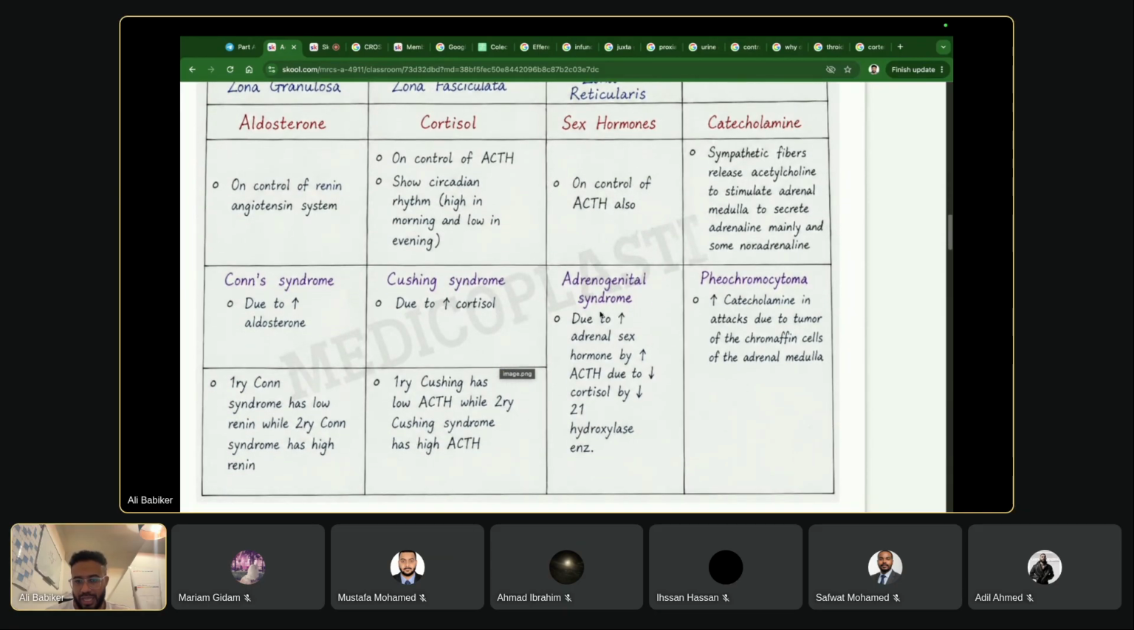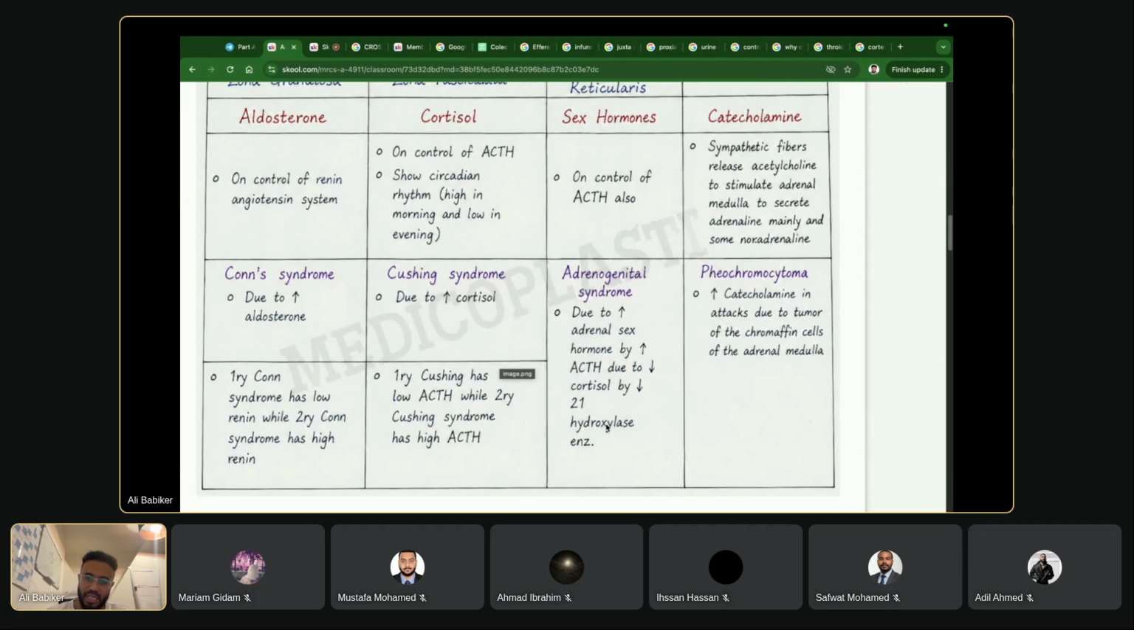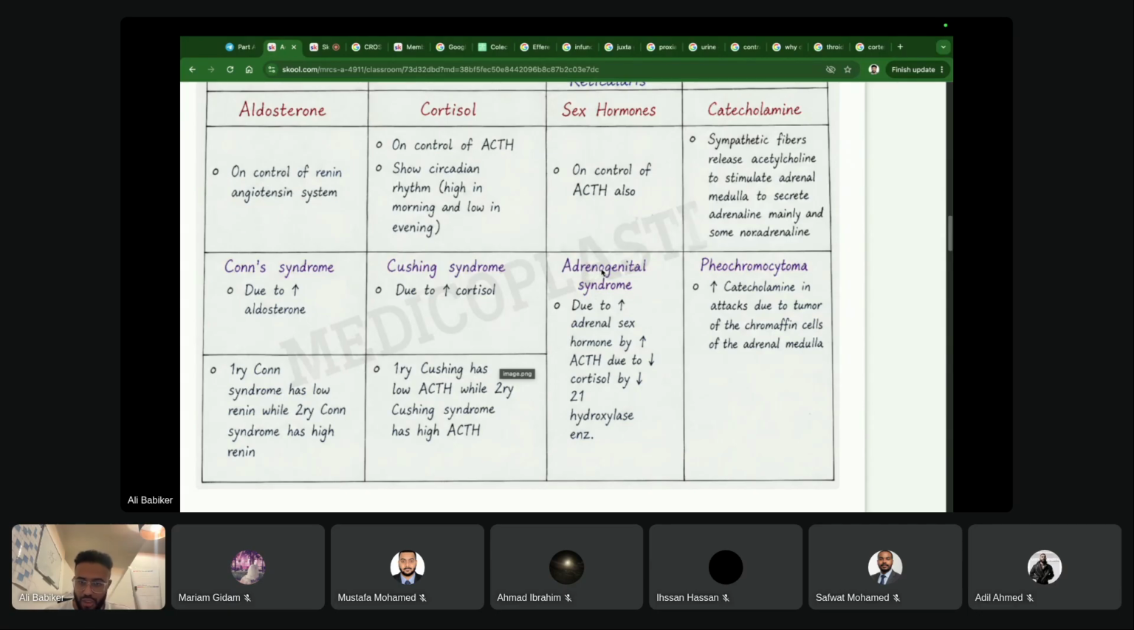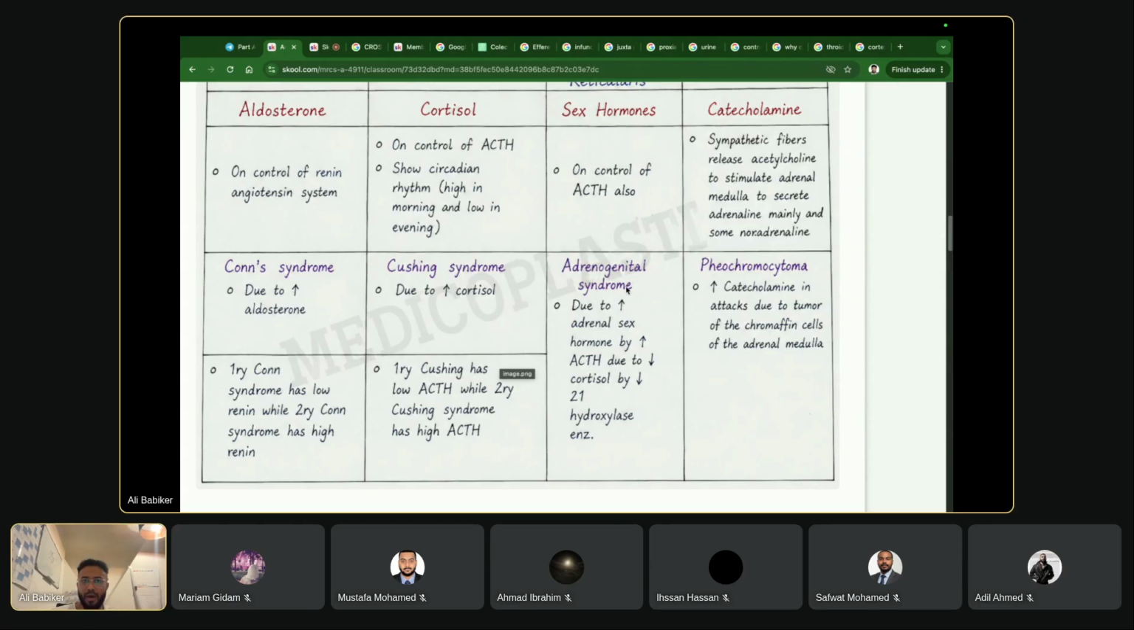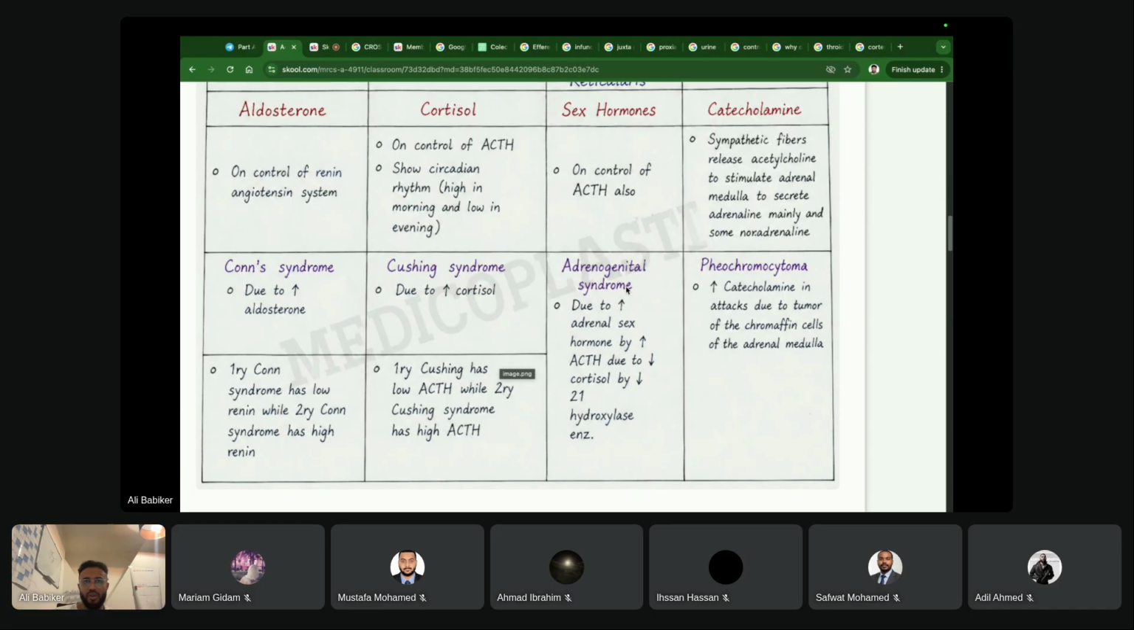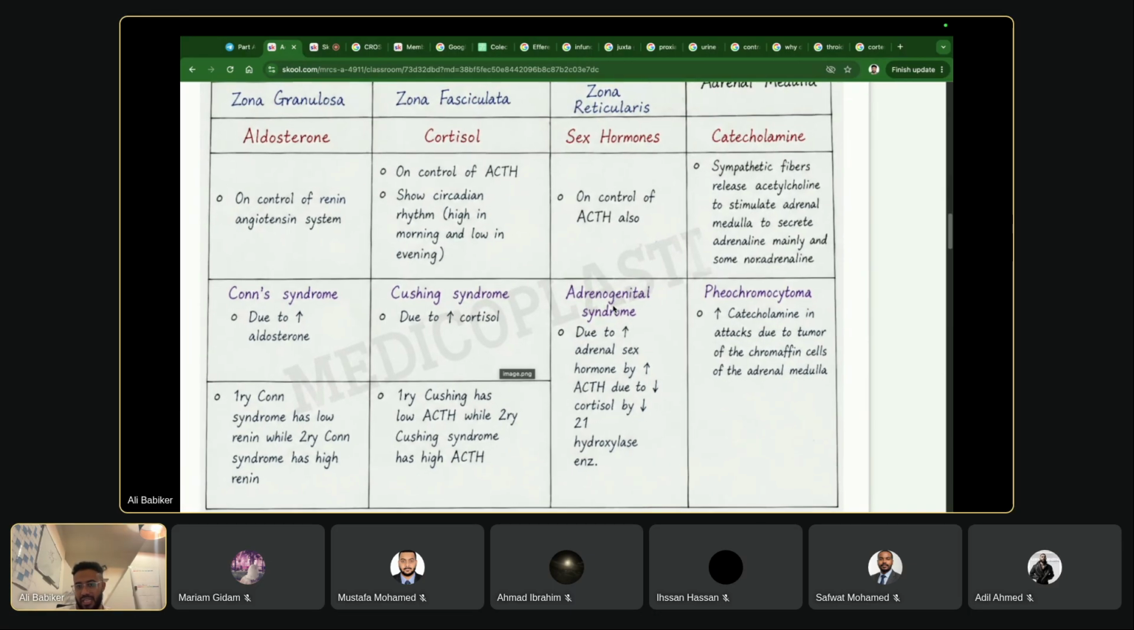Adrenogenital syndrome is due to increased adrenal sex hormone by ACTH, due to decreased cortisol caused by 21-hydroxylase enzyme deficiency. We'll come to that. So adrenogenital syndrome, we'll speak about that in the pathology. Okay, it's a very complicated syndrome. I will explain in detail in the pathology.